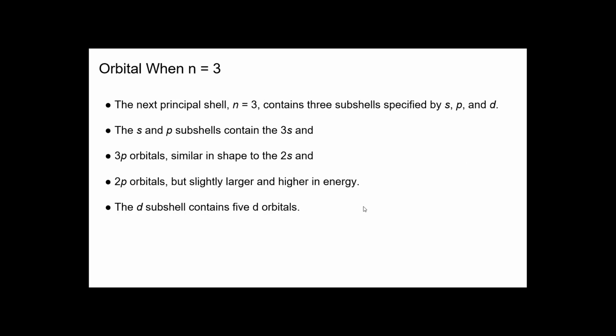Okay, so the next principal quantum level is 3, and that means it has 3 subshells: s, p, and d. The s and p subshells contain the 3s and the 3 p orbitals, similar in shape to the 2s and 2p orbitals, but larger and higher in energy. So basically they get larger as they go up the levels, but they still can only hold 2 electrons in each orbital. The d subshell contains 5.